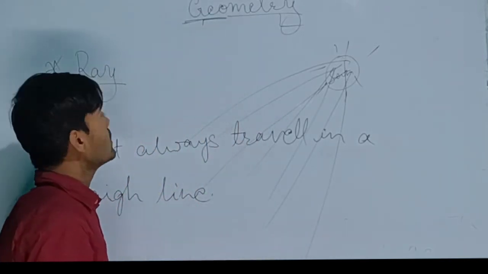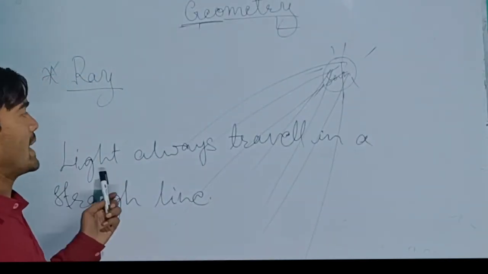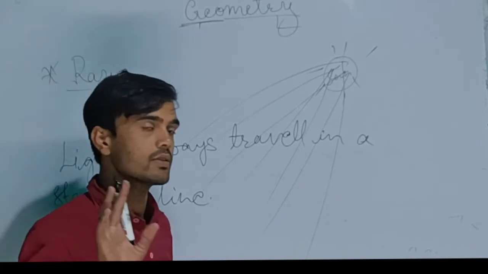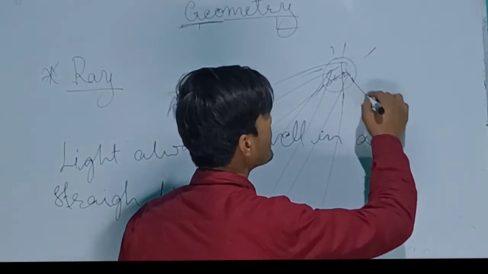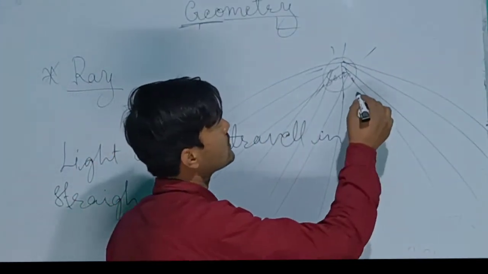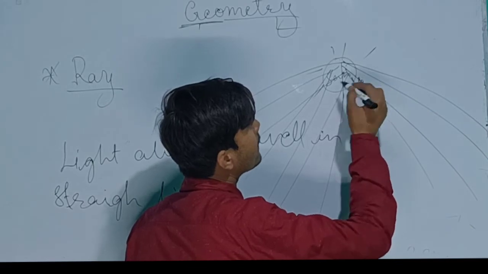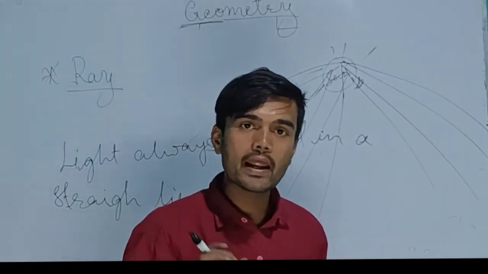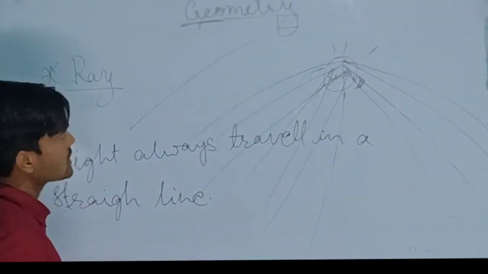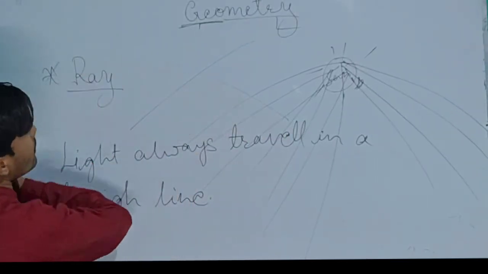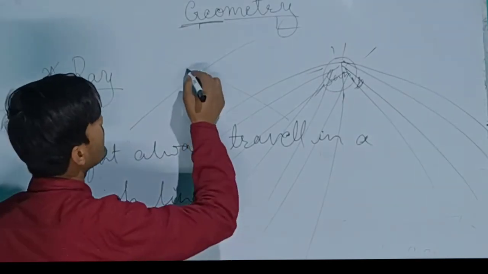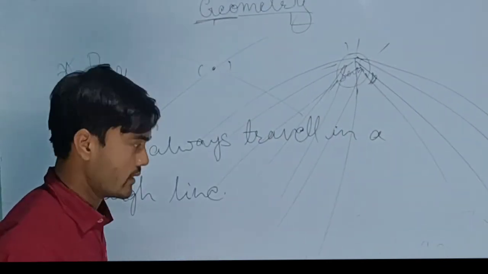Okay, now we will see ray. So light always travels in a straight line. Now we will understand ray. As you can see, all these rays are coming in a straight line. Actually, what is it forming? It is forming an angle. See here, suppose these lines are going here from here and one from here, taking it as a point here. It forms an angle.